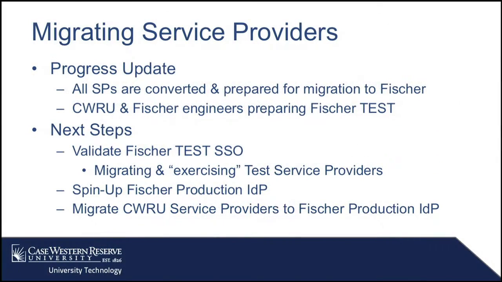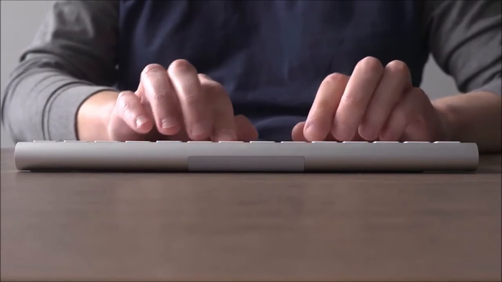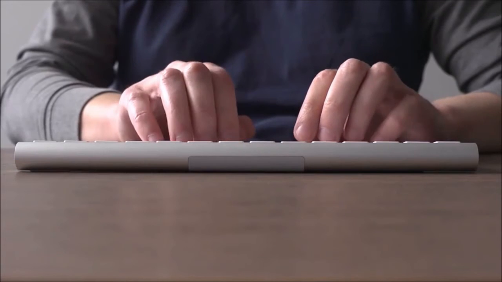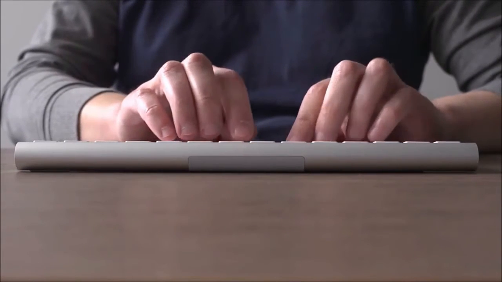So the next step for the service providers will be to get the IDP, or the identity database for the providers, established on the Fischer test platform. And then we'll begin doing some testing and exercising some of the test sites that we've put together in order to make sure things behave the way we expect them to. Once it's validated that the testing is working as it needs to, then the production version of the Fischer IDP will be put into place, and we'll begin migrating service providers to use that production platform.